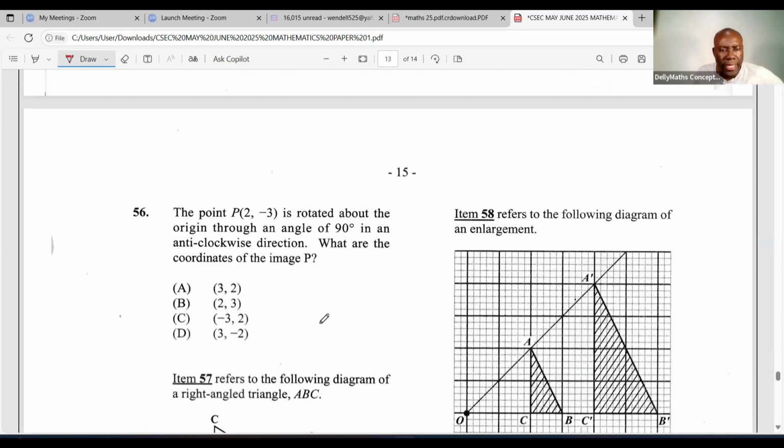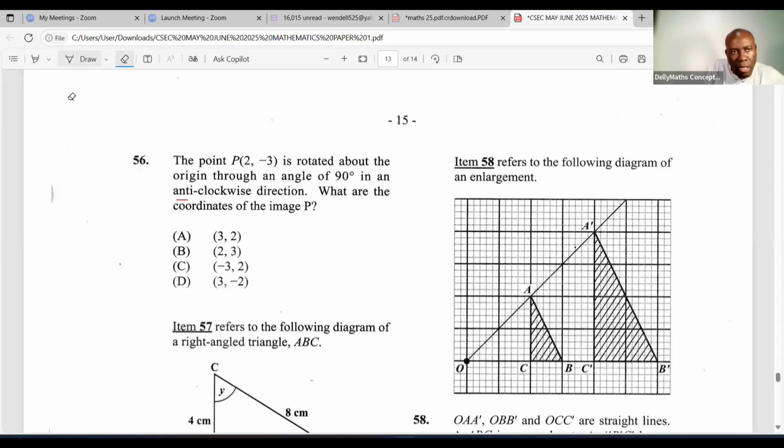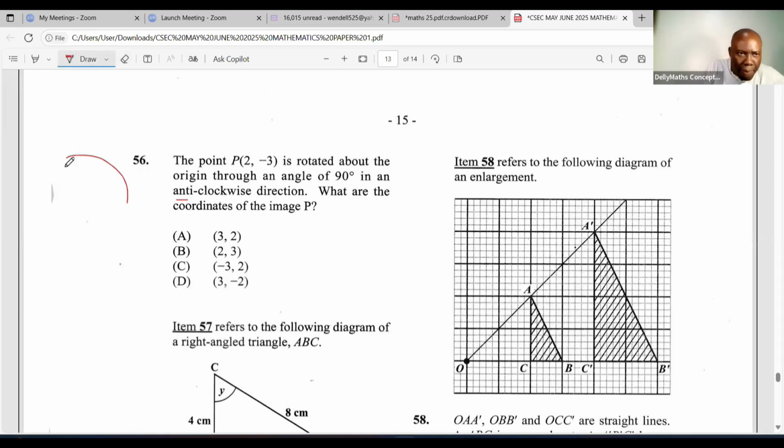The point P is rotated about 90 degrees in a, okay. And you're going in what direction? In a counterclockwise direction. What are the coordinates? All right, so you're coming this way. No, they say counter, my bad. Anti-clockwise. You're going that way.